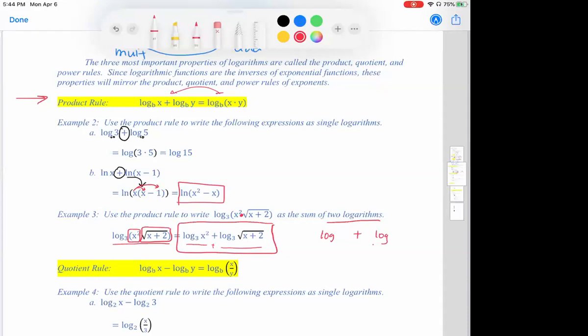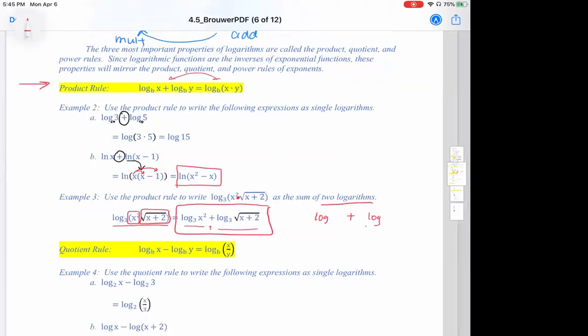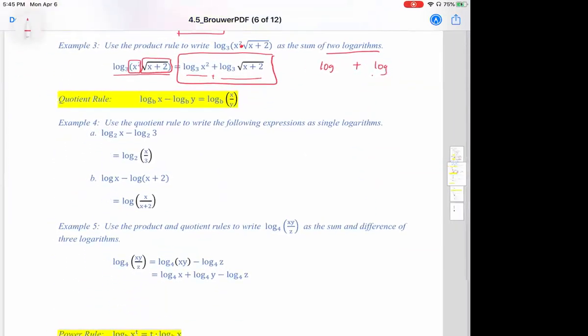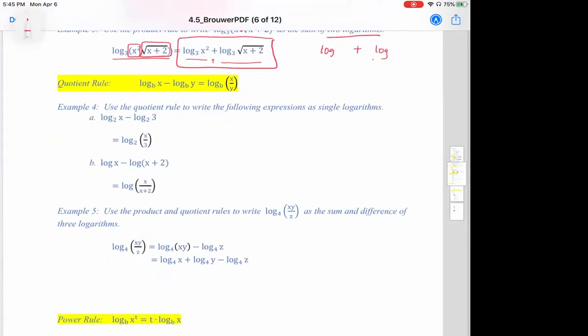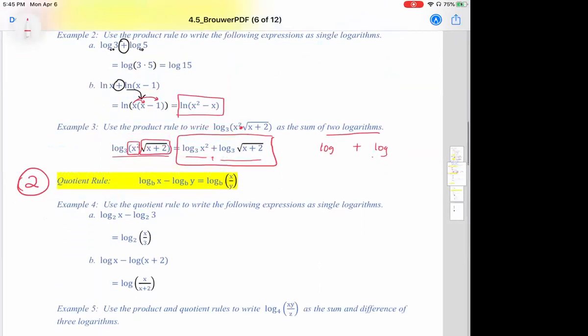Now, these can be very confusing to work with, but they do require a lot of practice. So make sure you do your homework. Next, we have a quotient rule. So first was our product rule. Second, we have our quotient rule.